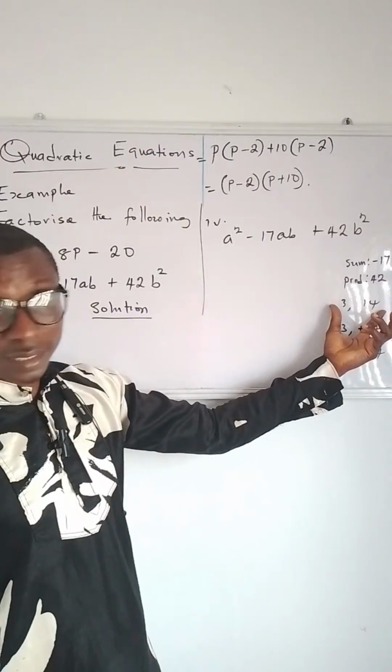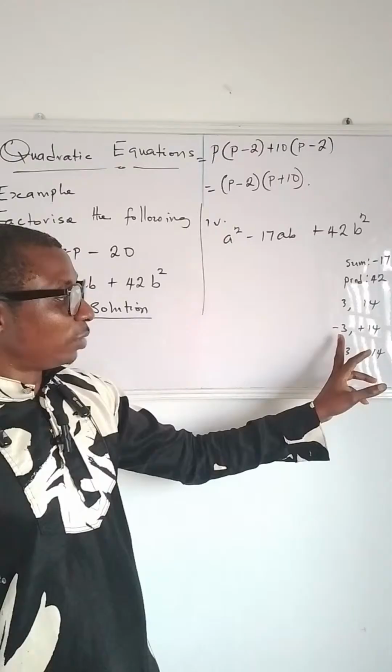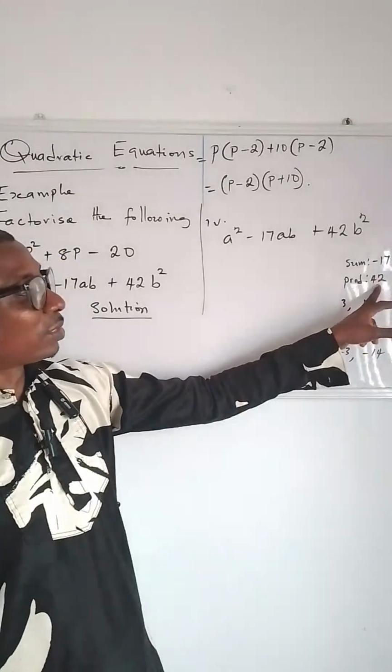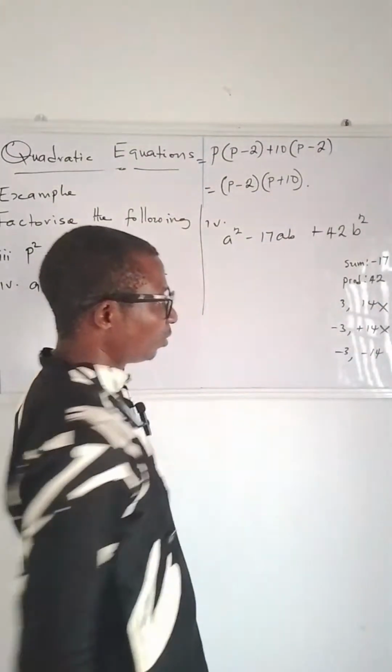This cannot be the answer. All right, now let's look at this second one. When you multiply this and this together, you are going to have negative 42. So this is not negative 42, so it can't be this. Now let's look at this one.